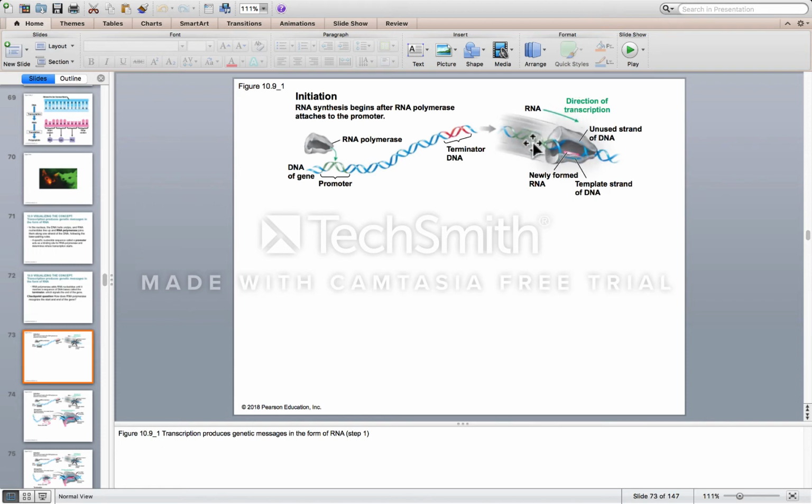This is going to create a replication bubble. Anything unused is going to be cut out. This is going to be the newly formed RNA strand. You can see it's purple. That's going to basically be the codon to carry the code from that template DNA strand, because you can't pull out that DNA. It's a double helix.